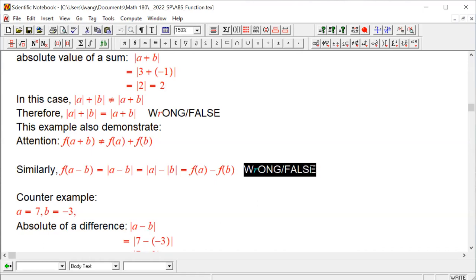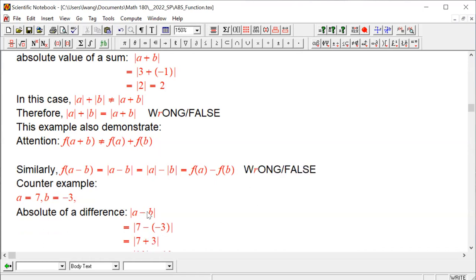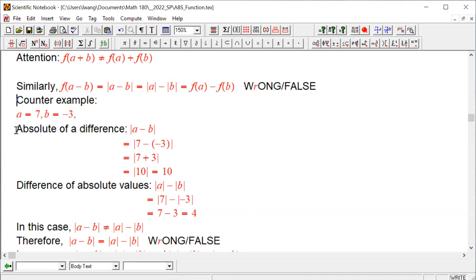No, false. So we have a counterexample right here. I've chosen a equals 7, b equals -3. When we work on the absolute value of the difference, we do the difference first, and then take the absolute value of the difference. The other one is a difference of absolute values, where we take the absolute value of the numbers individually, respectively, and then do the subtraction. And we found in this case, they're not the same. Wrong, wrong, wrong.